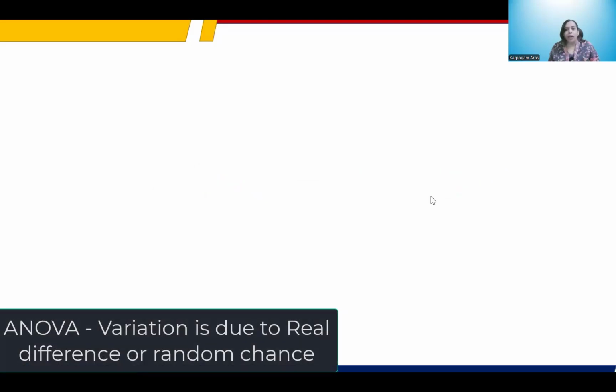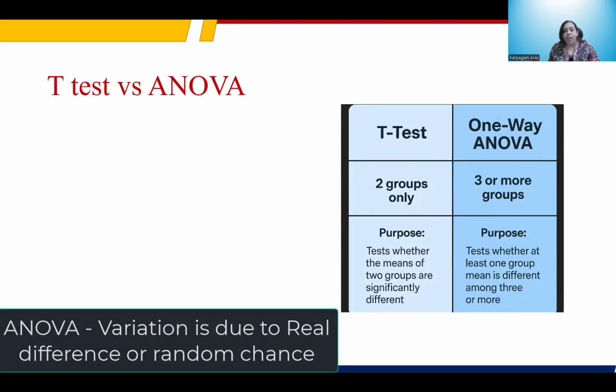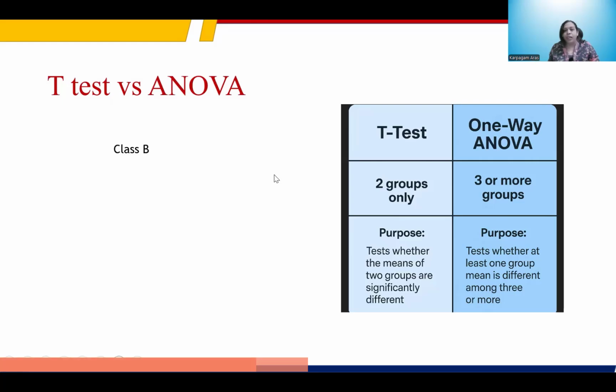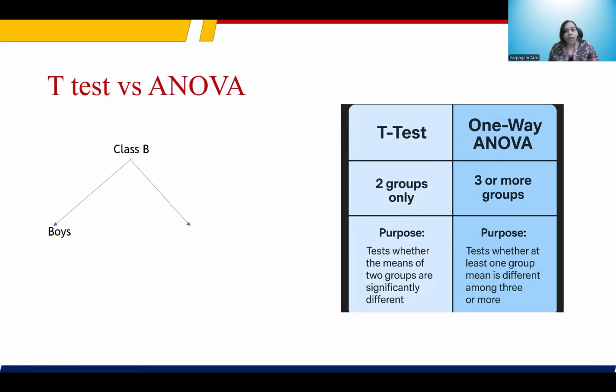When to use ANOVA and when to use a t-test? A t-test is used to compare whether the means of two groups are the same or different. For example, let's say in a class we have boys and girls. We are interested to see whether the scores of boys and girls of the same class are the same or different. When you want to do this study, then a t-test is the most appropriate one.